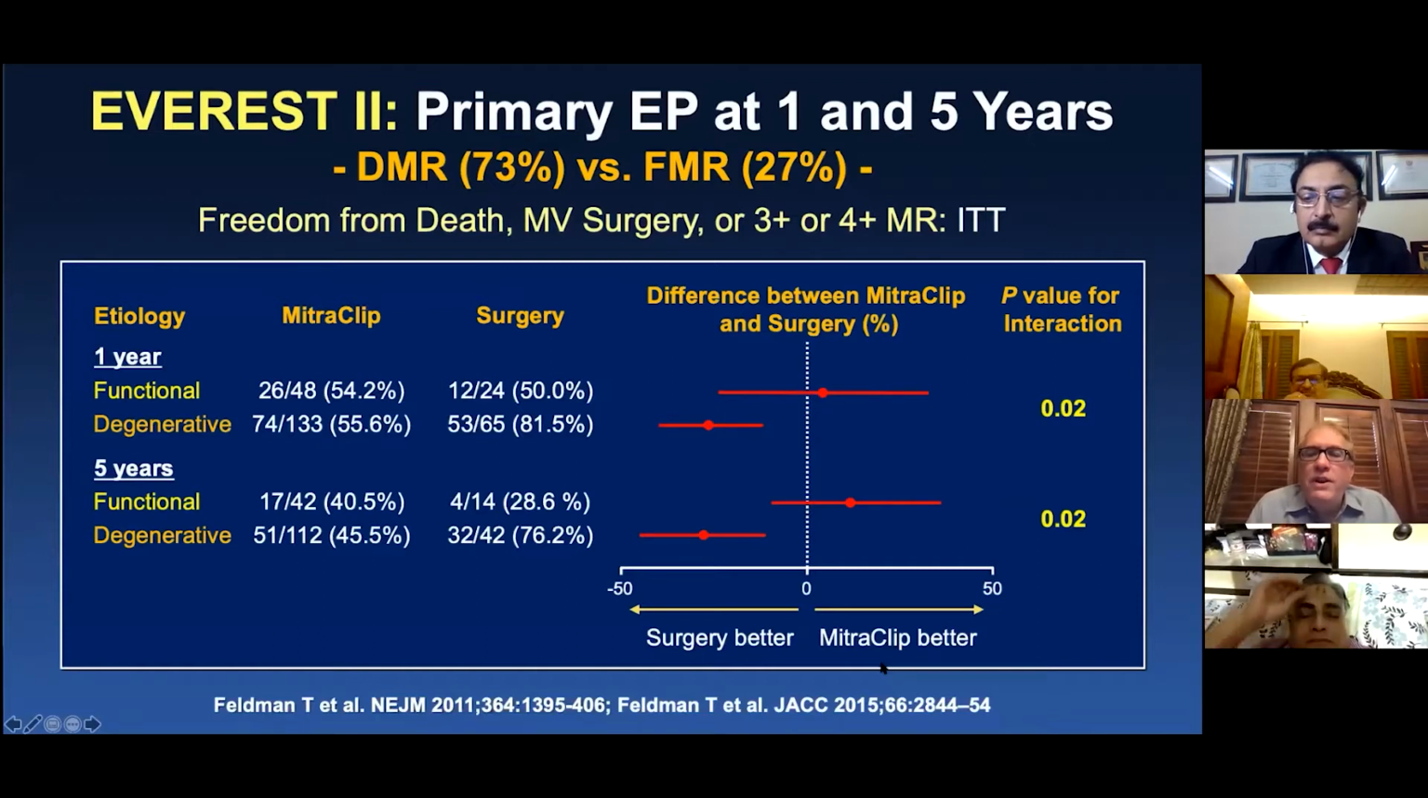Now, given that surgery had never been proven to improve outcomes in functional MR, you could interpret this as showing that the MitraClip is as good as surgery, but maybe the MitraClip doesn't provide any benefit either, because surgery hasn't been known to provide any benefit in functional MR. And in addition, the functional MR subgroup was a relatively small group. So this was, again, only 27% of the patients. So you can see only about 72 patients. So this was all hypothesis generating.